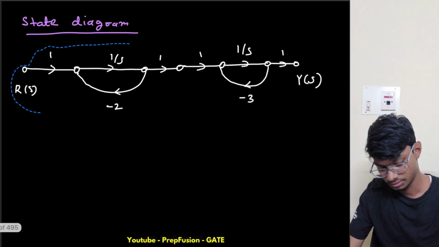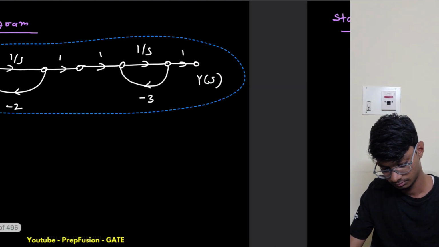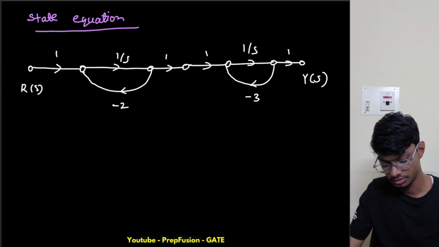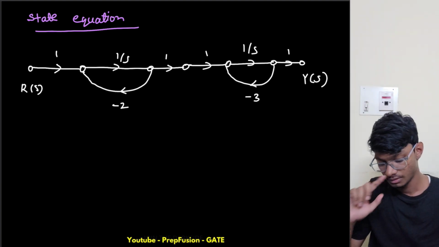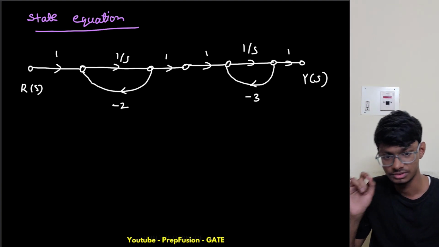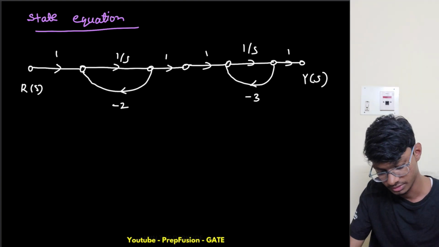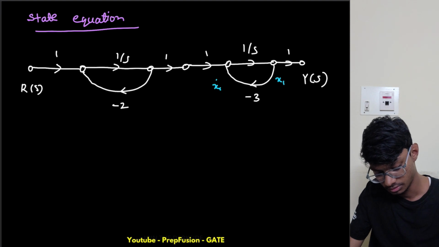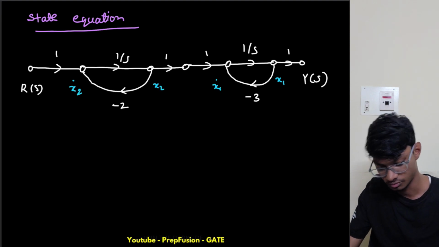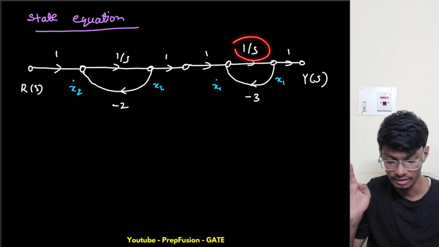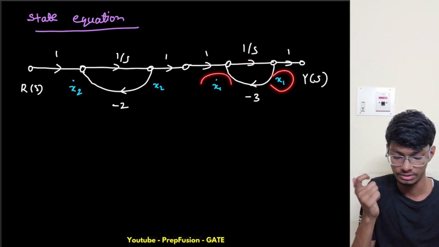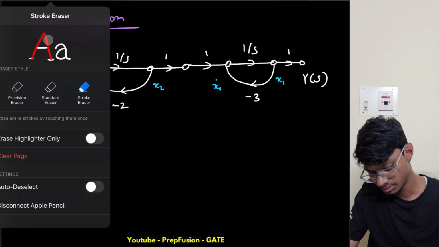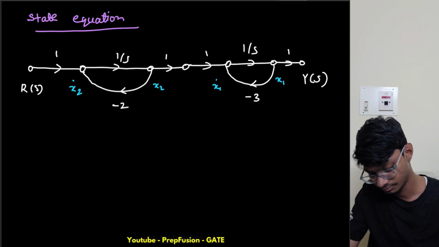If I do the state equation, it is basically the same thing again. I have to assume state variables. So I will assume that this is my x1, this is my x1 dot, this is my x2, this is my x2 dot. I hope you remember that just before and after the integrator we write our state variables. So again I will remove the integrators.